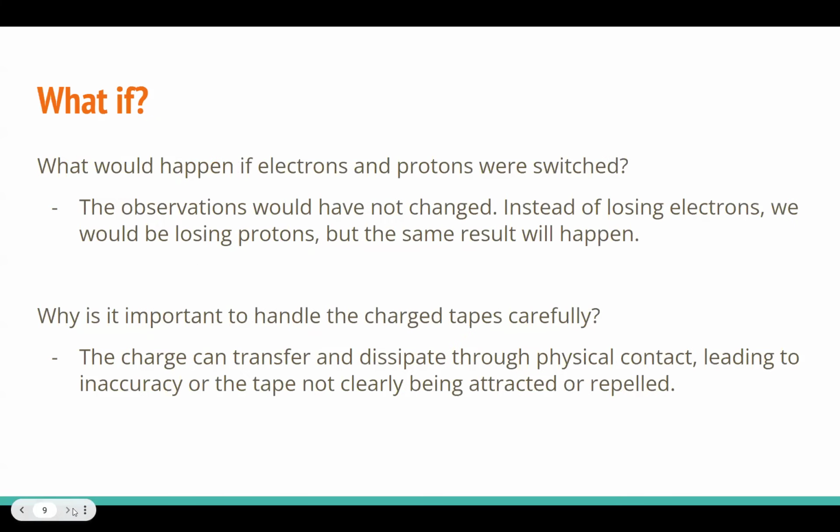And then what would happen if electrons and protons were switched? The observations would not have changed. Instead of losing electrons, we would be losing protons, but the same result would happen.